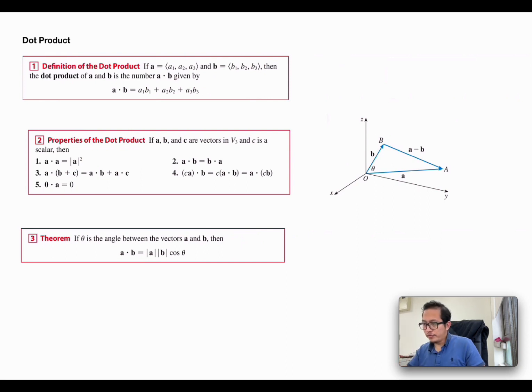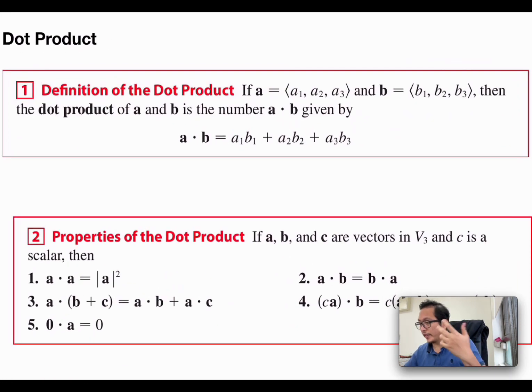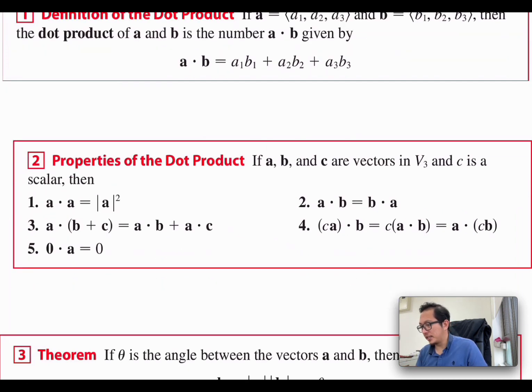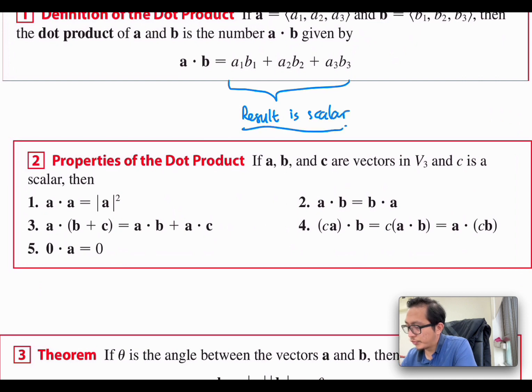Okay. Now we move on to what we call the dot product. The dot product is by definition, if we have two vectors A and B, and we say A dot B, this means that we are going to sum all of the components, A1 B1 plus A2 B2 plus A3 B3. So this is what we call the dot product. There are several properties of the dot product. The result of the dot product is a scalar, and this is important.